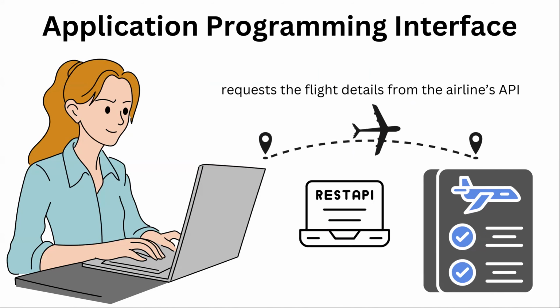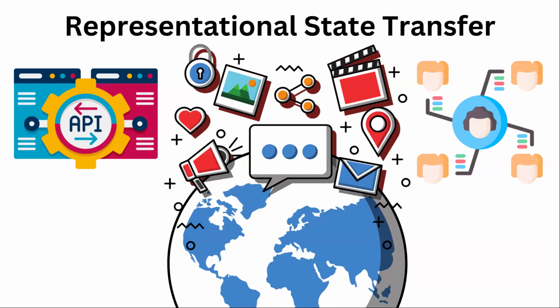There are different types of APIs, but today we are focusing on REST APIs, the most commonly used in modern web applications. What does REST mean? Representational State Transfer. It is a set of architectural principles that define how web services communicate. RESTful APIs follow certain rules to ensure that they are scalable and easy to use.